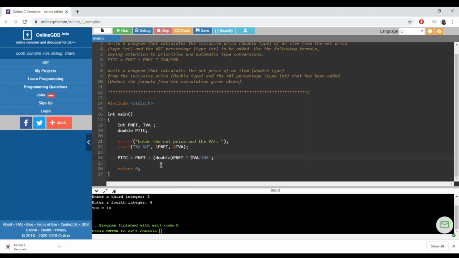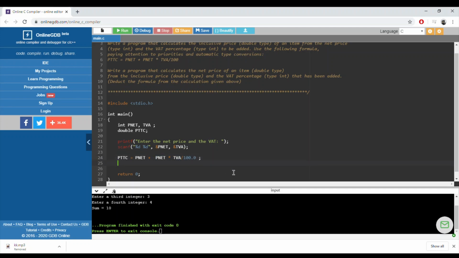So this is one solution. Or for example, we can either multiply by 0.0 or divide by 100.0. So TVA becomes a real, and then the value of this part of the expression becomes a real one, and then a real plus an integer will be a real, and then we will assign the real value to a real variable of type double. So either this one or with a casting of one of these two variables. We'll keep this one.